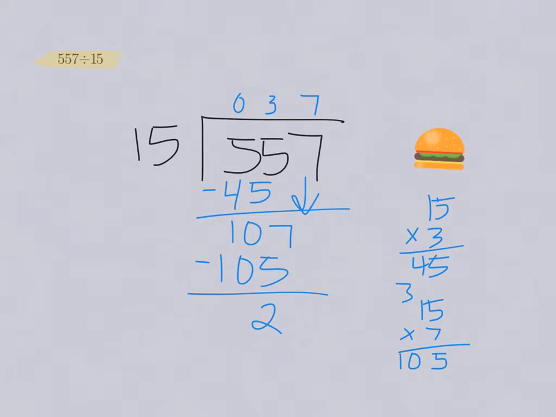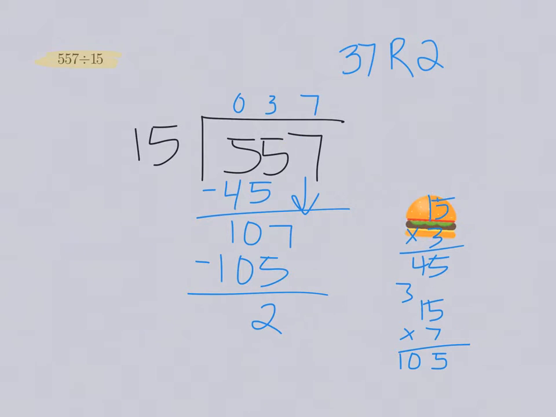So the first way I could write my answer is I could just write it as 37 remainder, with a capital R, 2. That would be an appropriate way to write my answer. If you are just doing long division, that answer makes sense. And what that means is 15 goes into 557 37 whole times, but there's 2 left over.